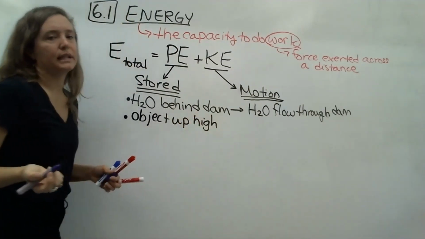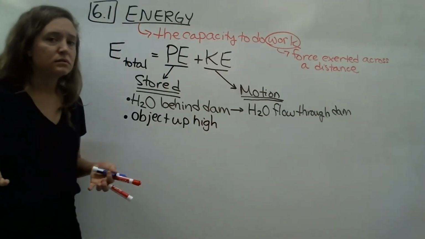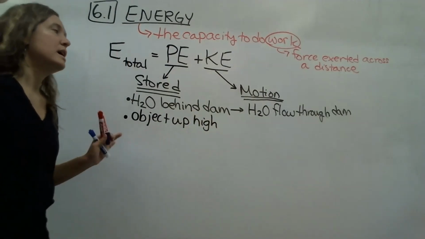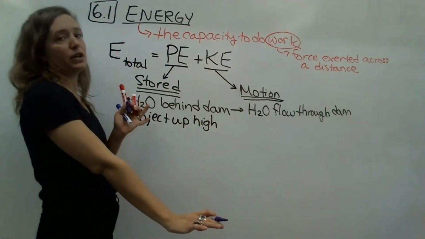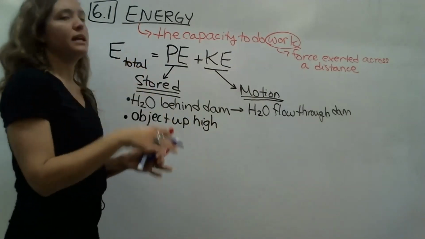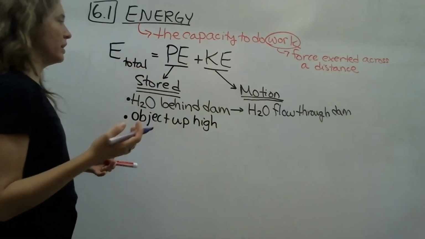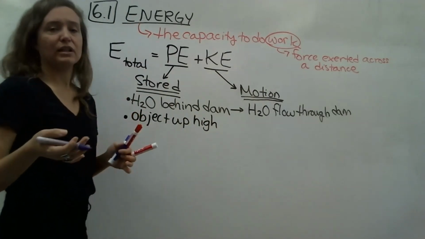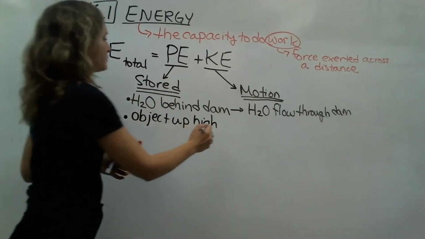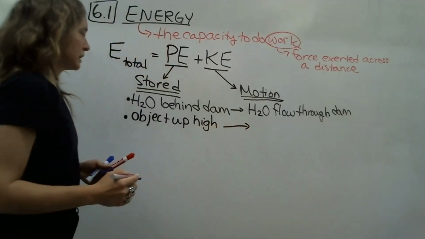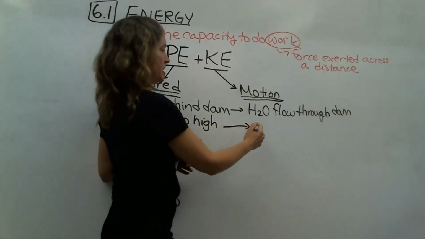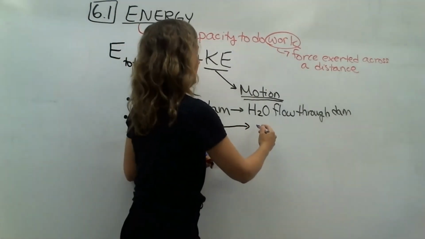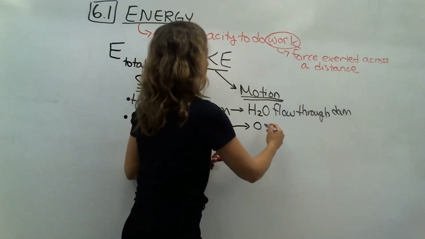The other classic one is a ball rolling down a hill. That has high potential energy at the top of the hill, and when it rolls down the hill, that energy gets transferred into kinetic energy. And at the bottom of the hill, it no longer has as much potential energy as it had before. So an object up high has high potential energy, and when it gets let go, it gets transferred into kinetic energy. So an object falling.